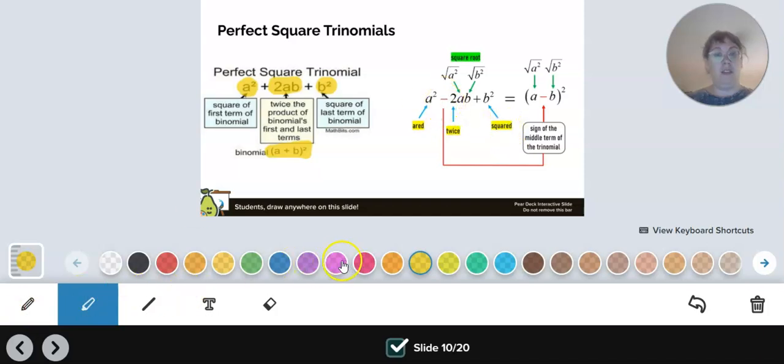This one, the difference here is if we have a subtraction sign in the front of our trinomial here, then it's just going to be a minus b squared.